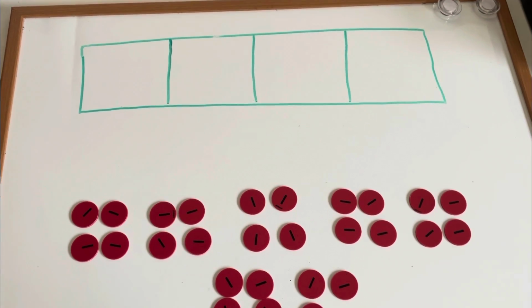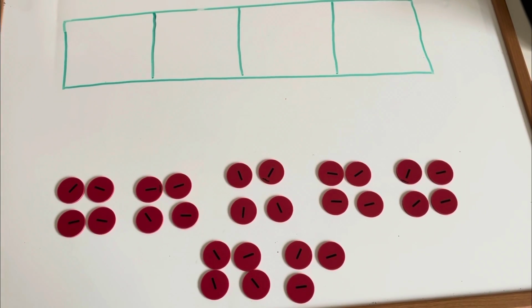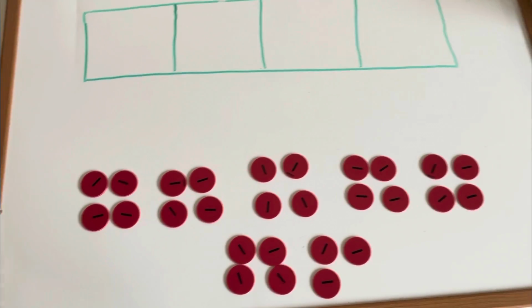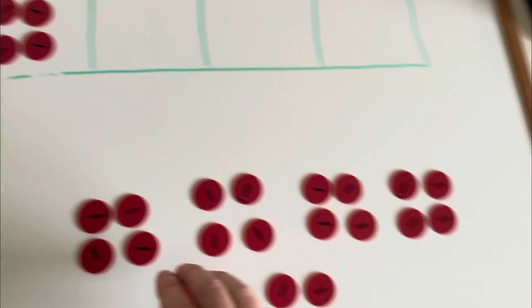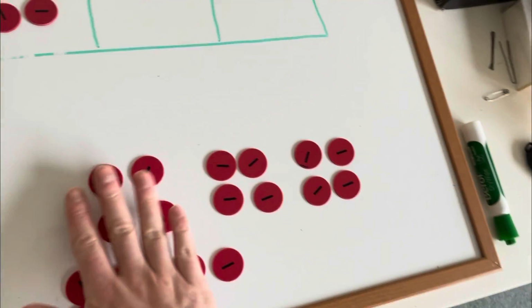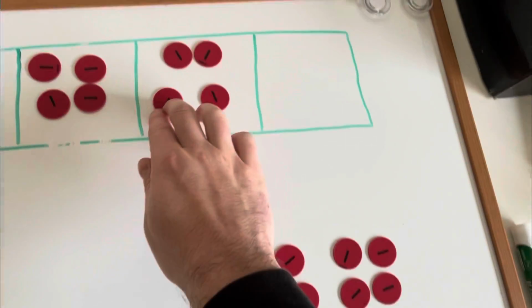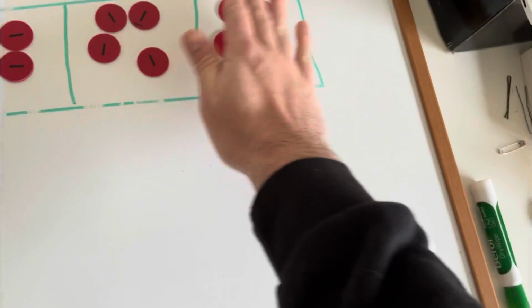So what I'm going to do is start by giving out groups of 4. I can see that I can give everybody at least 4. So I'm going to do that first. So I'm going to give this person 4. I'm going to give this person 4. I'm going to give this person 4. And then I'm going to give the last person 4.